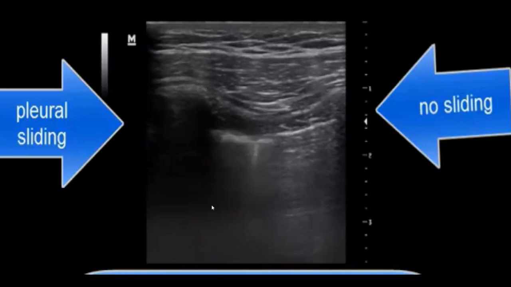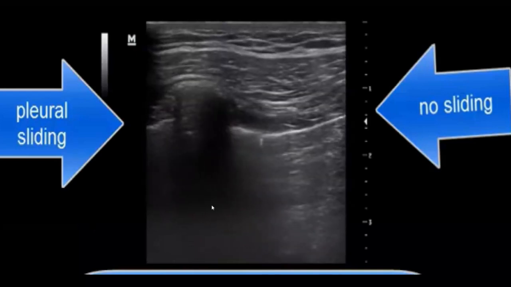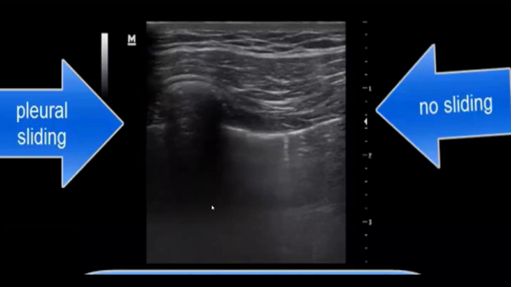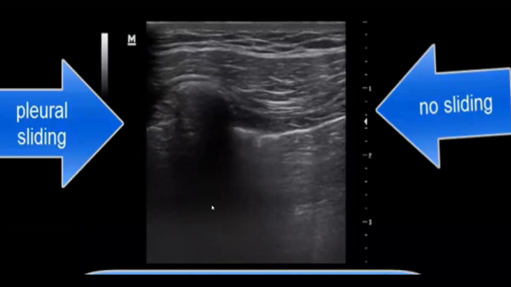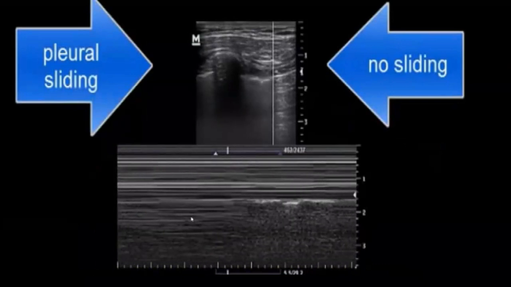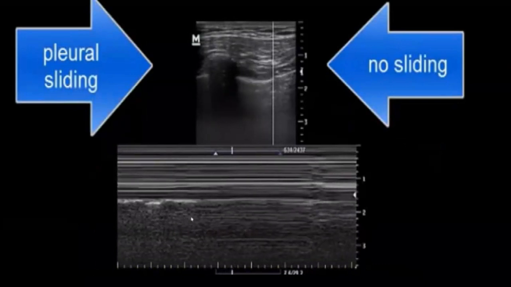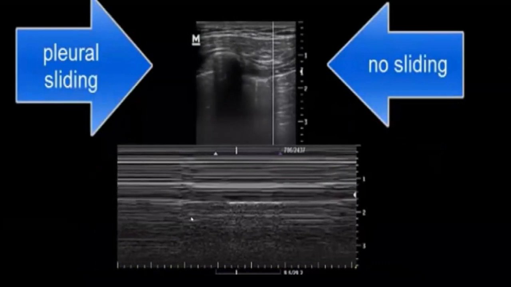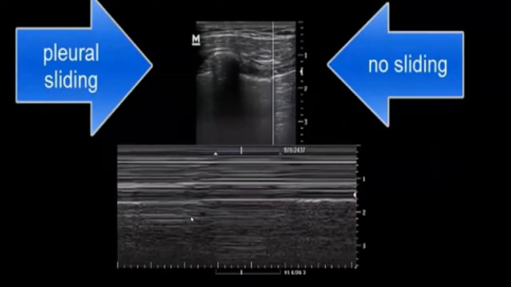Okay, so this is quite a nice video showing the normal mode. So this is where you can see the pleural sliding, and it stops. What's important about this is you can see a lung point. So it goes from sliding to no sliding, and that's called a lung point, which is basically pathognomonic of a pneumothorax. And then at the bottom screen, you can see that you've got your barcode sign.